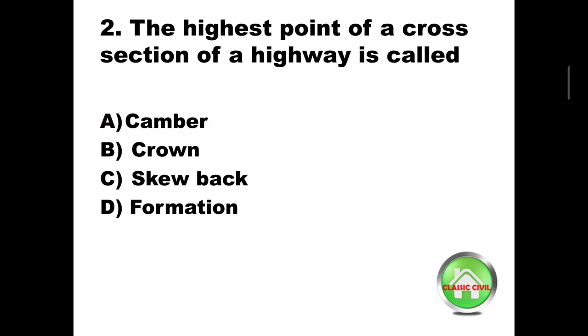Question number 2. The highest point of a cross section of a highway is called. Option A, camber. Option B, crown. Option C, skew back. Option D, formation. The highest point of a cross section of a highway is called. Answer. Option B, crown.